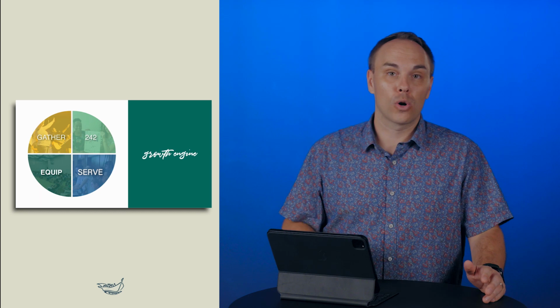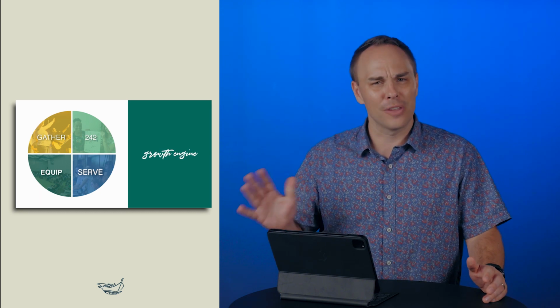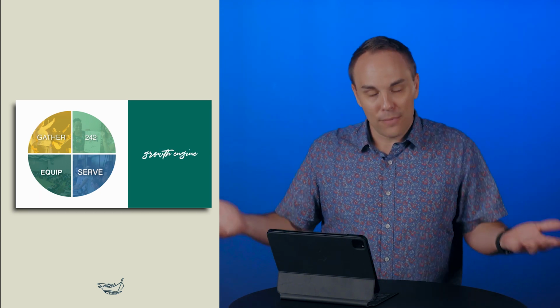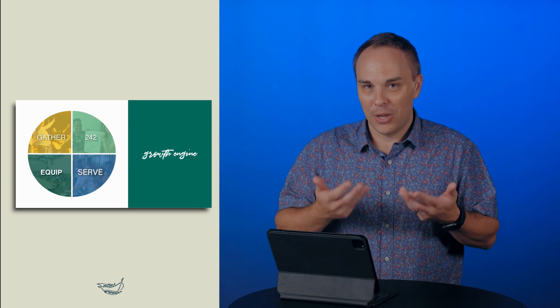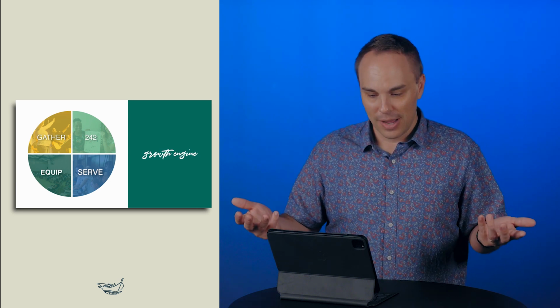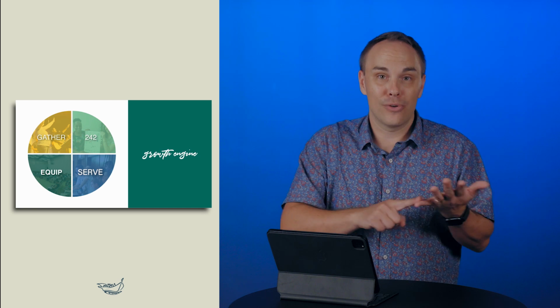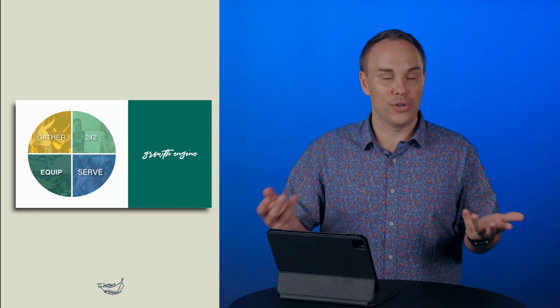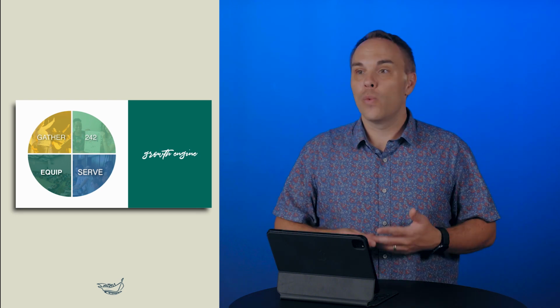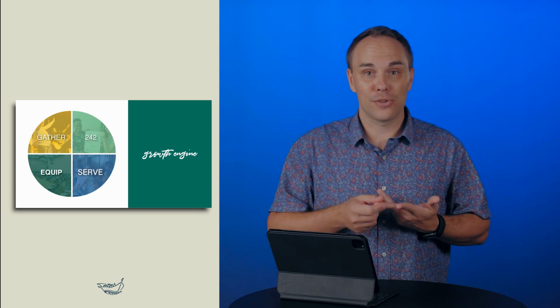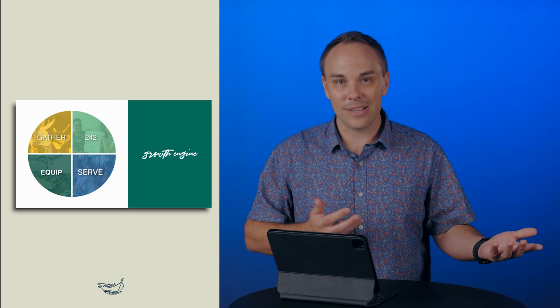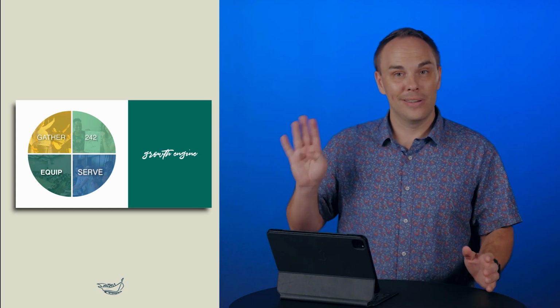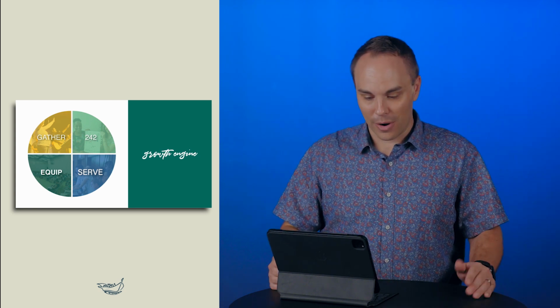It's actually one of the four quadrants of our growth engine. You saw this a while back. If you want to grow and mature here at Fellowship as a follower of Jesus, this is what we do. We gather together, we worship together, we grow in community in our 242s and our small groups with one another. We are equipped for life and for service through our courses and classes that we offer. And fourthly, we serve. We serve each other.